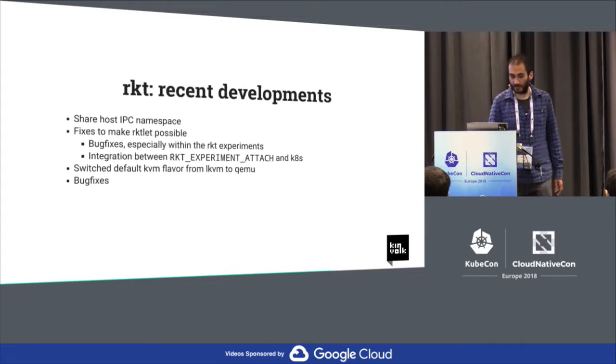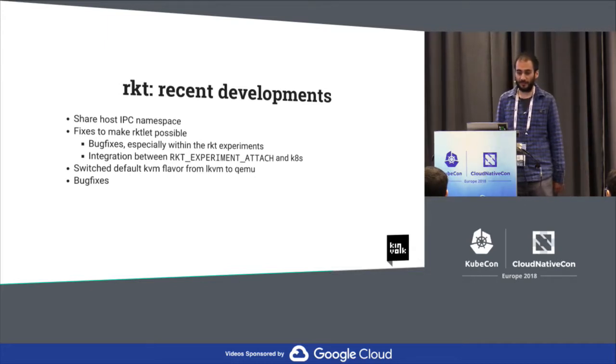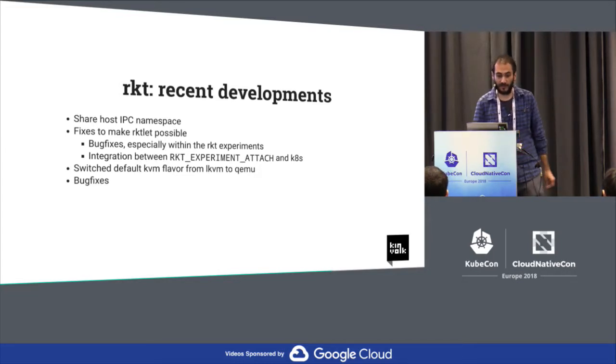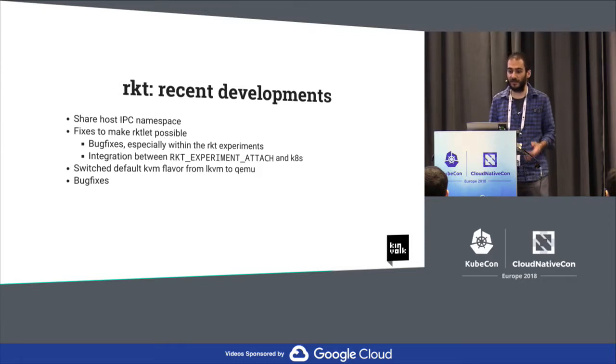So yeah, what happened in Rocket recently? So we implemented sharing the host IPC namespace. This was not possible before because systemd-nspawn wasn't allowing that. So we implemented this for a client that wanted to have some HPC, high-performance computing tasks running, and they heavily use shared memory. So yeah, we did that to allow that.